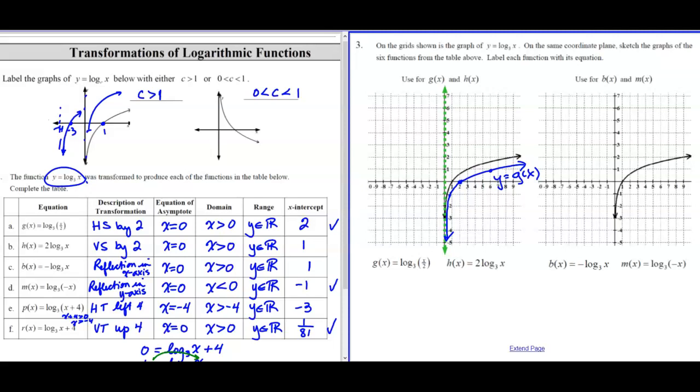Okay, then we're going to do m, so m of x equals log of negative x base 3. So that's on this one. You can go back in and do the other ones. We're going to do this, and we're doing this. So this is reflecting in the y-axis, so that asymptote doesn't change. So this 1 here becomes negative 1.